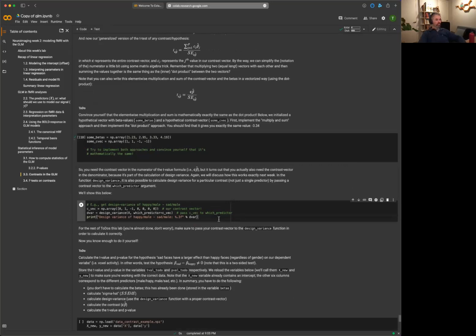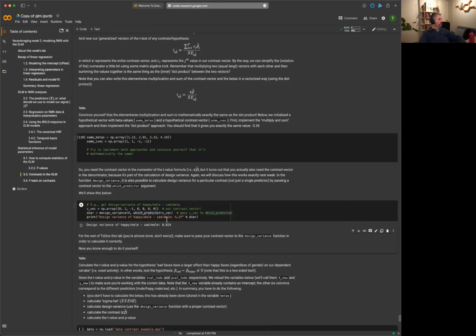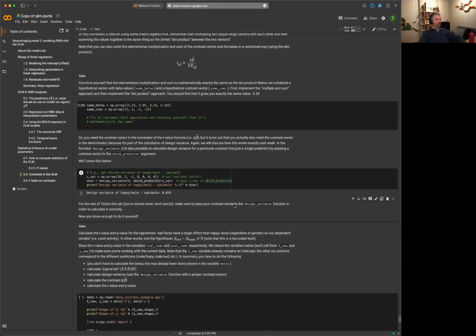Now, in order to get actual statistics out of these types of contrasts, what we need to do is employ the design variance. We've already created this function that allows us to specify a contrast vector that will then calculate the design variance for specifically this contrast between these predictors. And we can just calculate that value for the design variance.